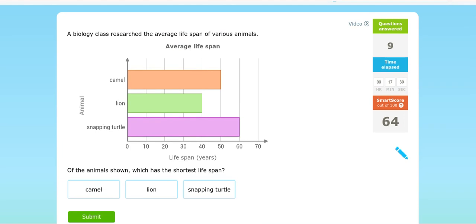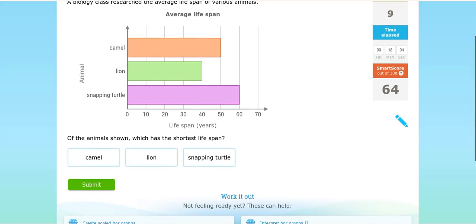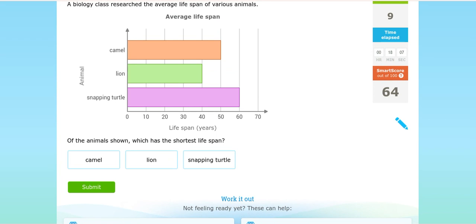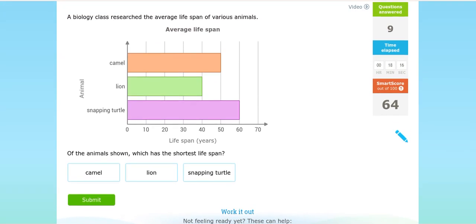Now, a biology class researches the average lifespan of various animals. The name of the scale bar graph is average lifespan. We got the animals on the top left, which are camels, lions, and snapping turtle. We see that the camel has a scale of 50, a lion has a scale of 40, and a snapping turtle has a scale of 60. And on the bottom, we see that the title is lifespan, which are the scales. It says, of the animals shown, which has the shortest lifespan.